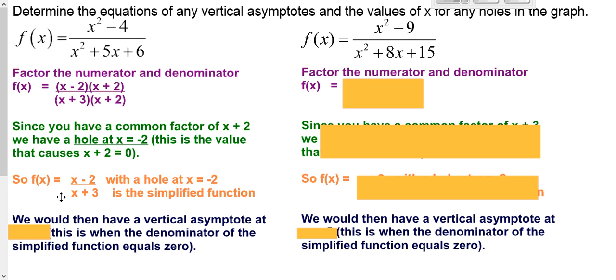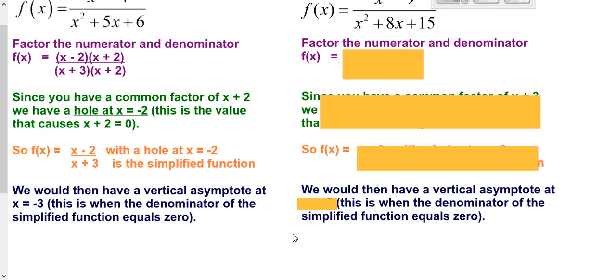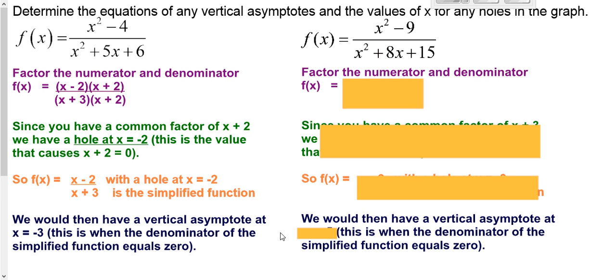You'll notice we'll have a vertical asymptote here because we still have variables left in the bottom. What causes the bottom to be 0 is your vertical asymptote. So you're going to say x equals -3 is your vertical asymptote. So that's how you go about finding holes and any vertical asymptotes.